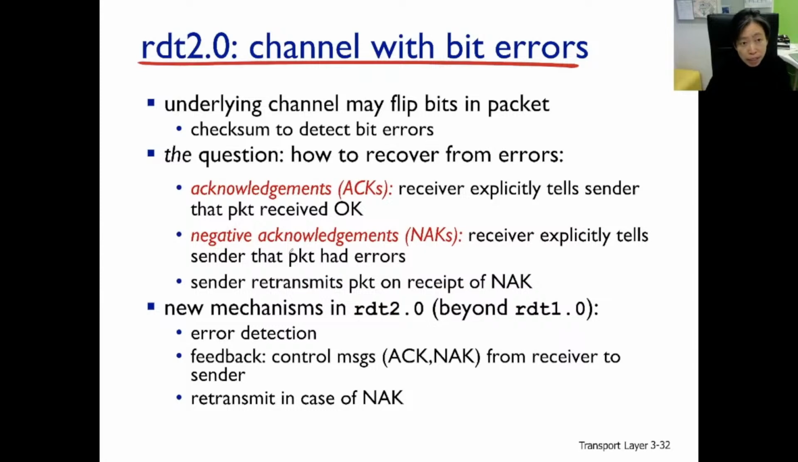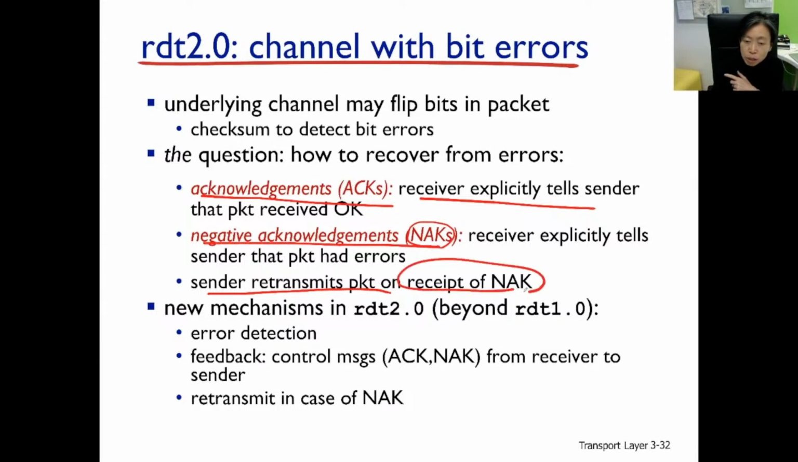To describe RDT 2.0 a bit more formally, the feedback you're providing to me, in the computer system, will be in one of two forms. ACK, acknowledgement, is the positive feedback. NAK, negative acknowledgement, is therefore the negative feedback. ACKs explicitly tell the sender everything is all right. NAKs tell the sender, uh-oh, something's wrong, and therefore the sender can retransmit the packet. So retransmission of the packet is triggered by the receiving of a NAK.